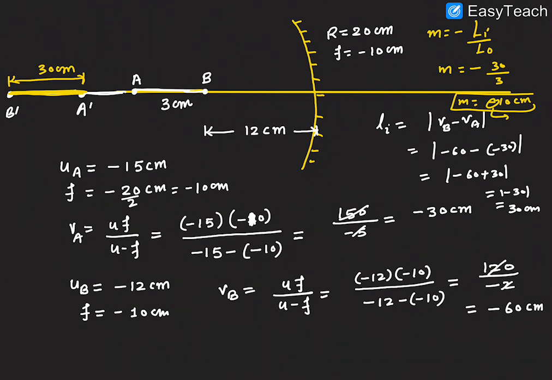See, है ना, B is formed in this point and A is formed here, A dash, right. So this is the final solution of this question.